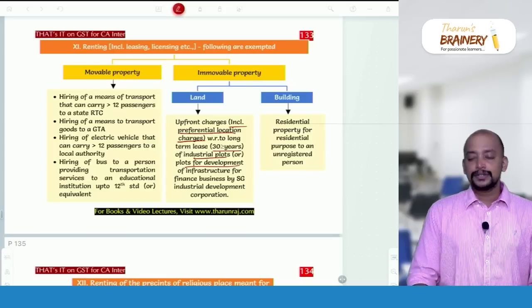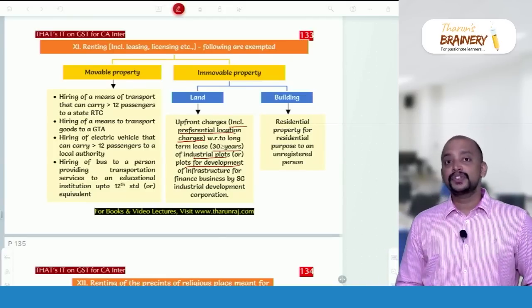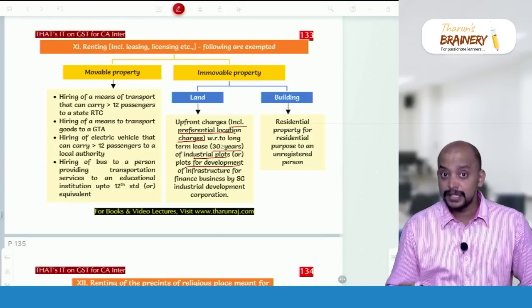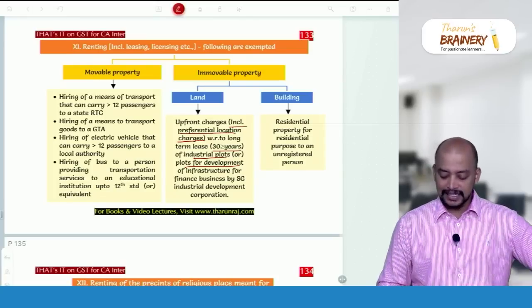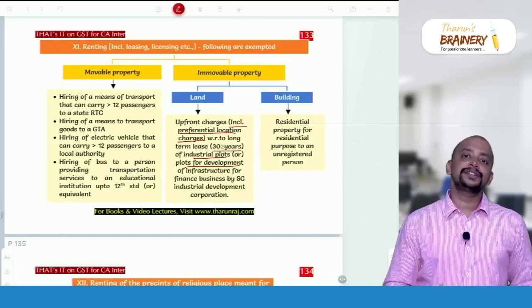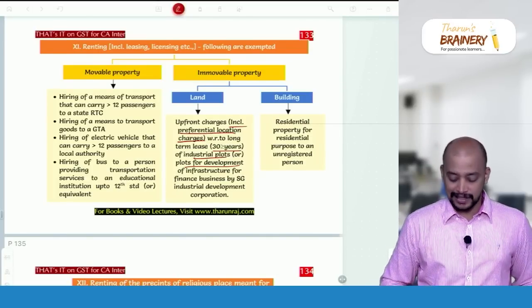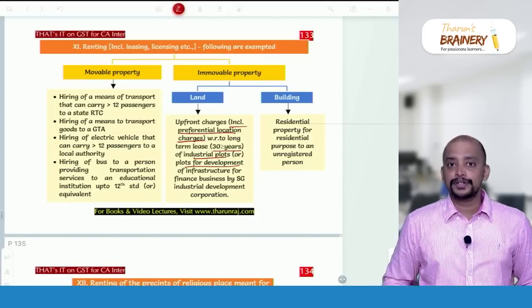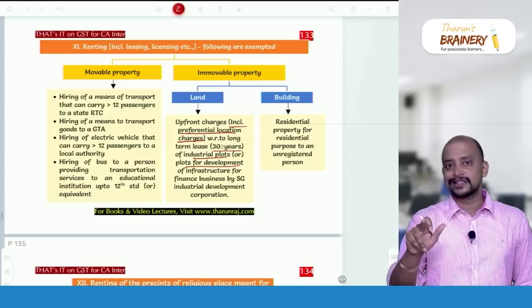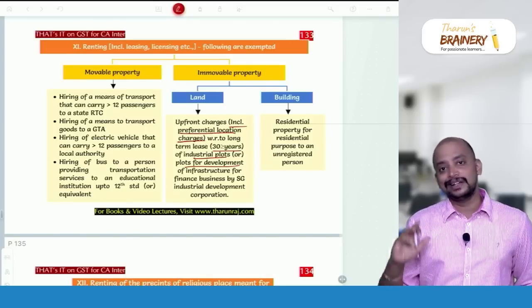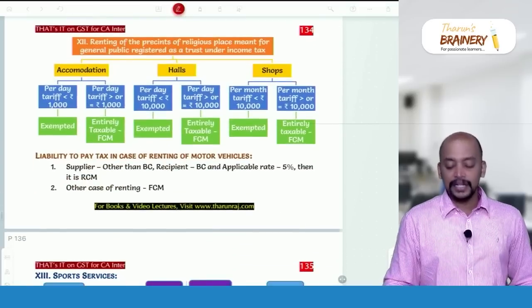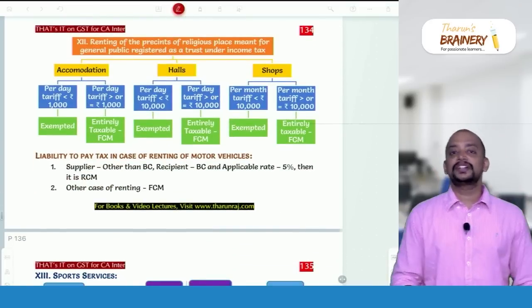Then building, that is, residential property. Which one is exempted? Residential property given for residential purpose to an unregistered person is exempted. Suppose it is given on rent to a registered person, then it will be covered under RCM. So what if it is given to an individual for the purpose of his family stay? The individual is registered, but for the purpose of his family stay, it is deemed as given on rent to an unregistered person, and it will be exempted. Then renting of the precincts of a religious place meant for the general public.